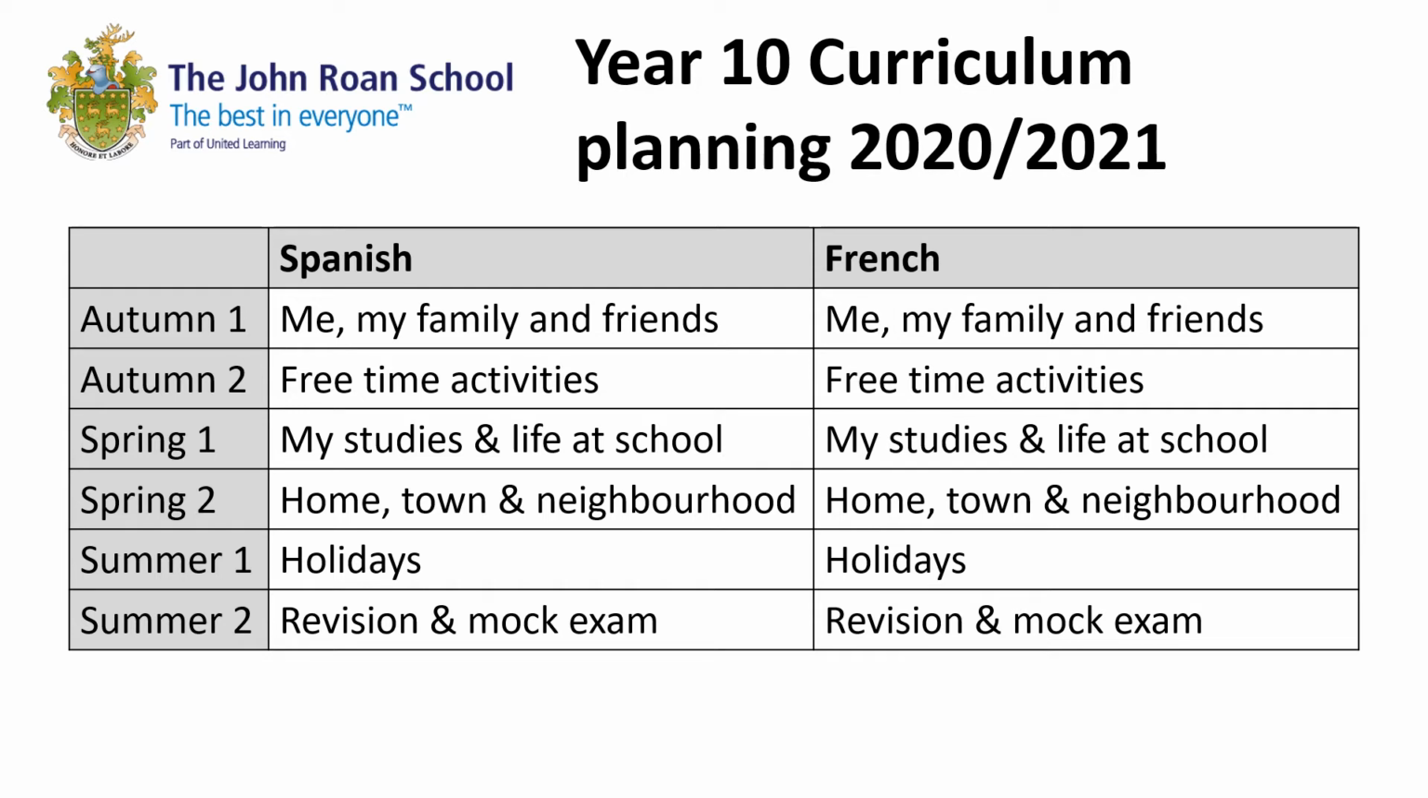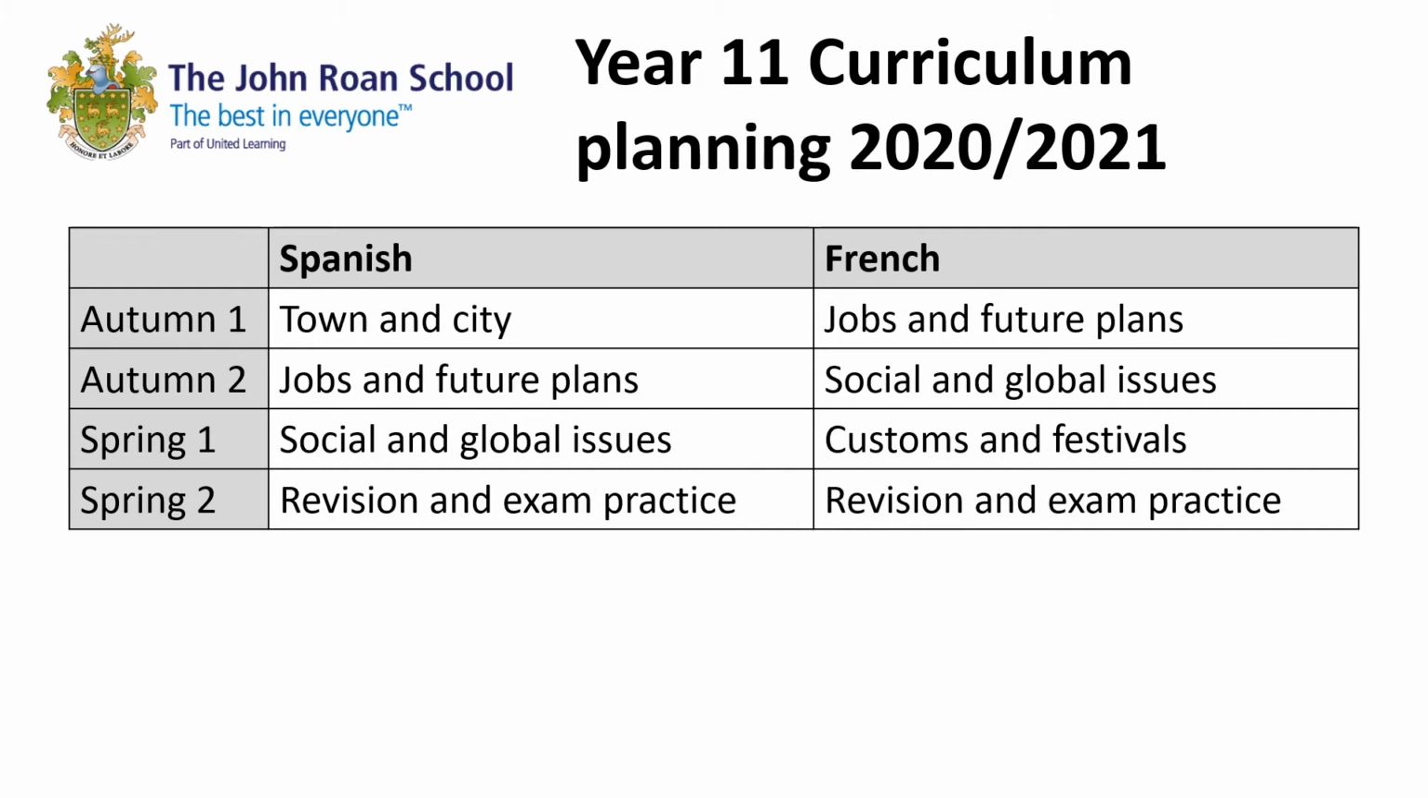The 5 units of work that will be covered by Year 10 this year are shown below. The 3 remaining units of study will be taught over the autumn and spring 1 terms of Year 11. The spring 2 term will be dedicated to revision and exam practice to ensure that students are well prepared for their summer exams. Again, students will have the opportunity to revisit and recycle Year 10 content during Year 11 on a lesson-by-lesson basis as they progress through these topics, as well as in their weekly homework tasks.